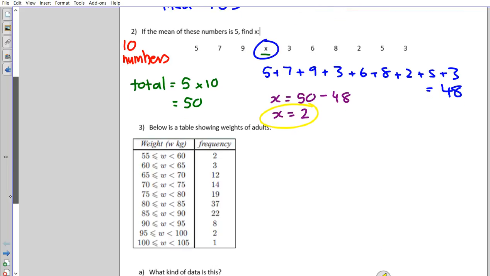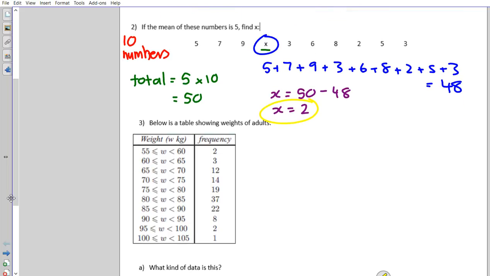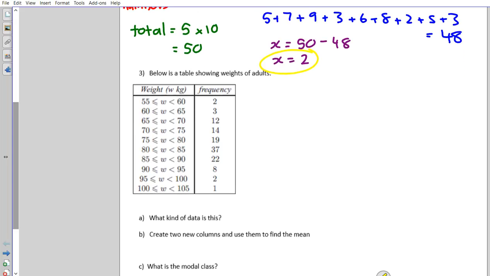Below is a table showing the weights of adults. First of all, what kind of data is this? So weight, you've got to decide, is it numerical or is it categorical? First of all, is it a category? No, it's not. Weight, it's numbers. So it's to do with, like, a measure. So it's numerical, it's not categorical. But if it's numerical, it can be either continuous or discrete.